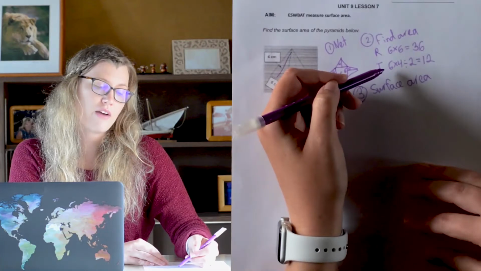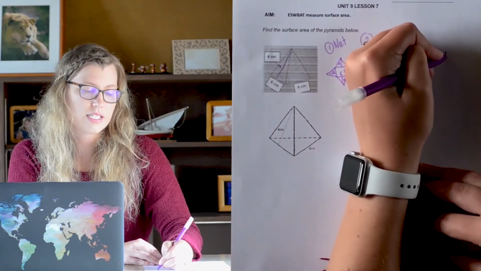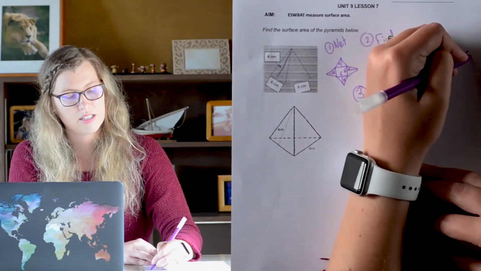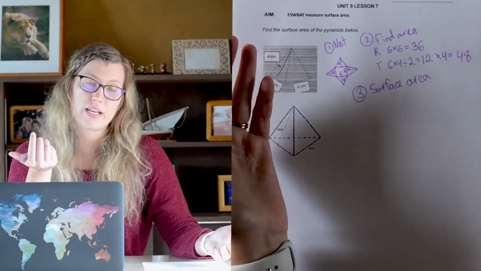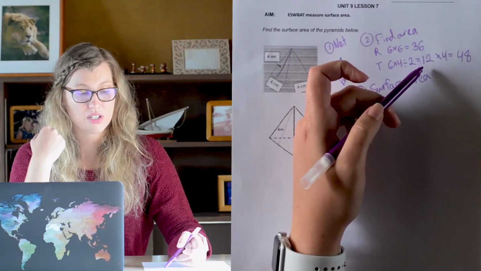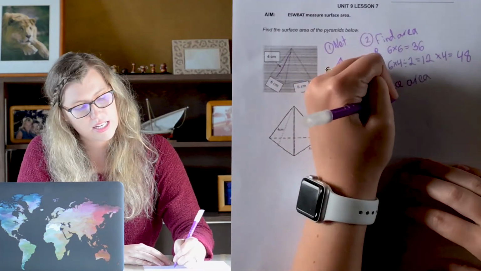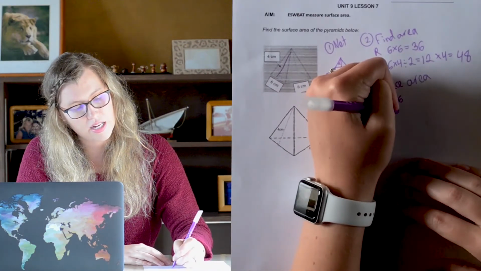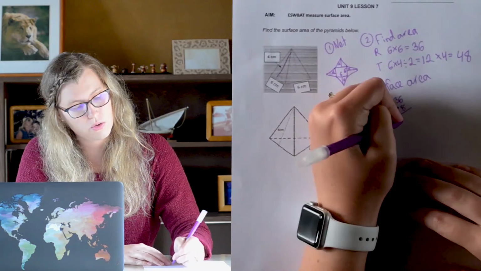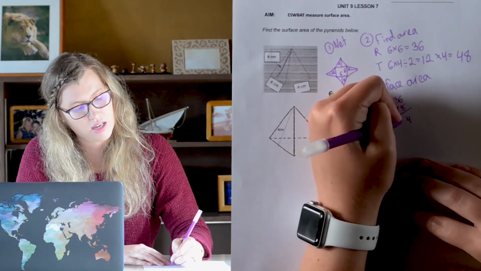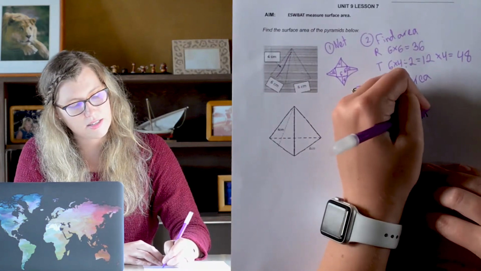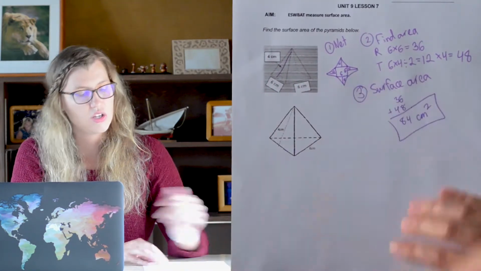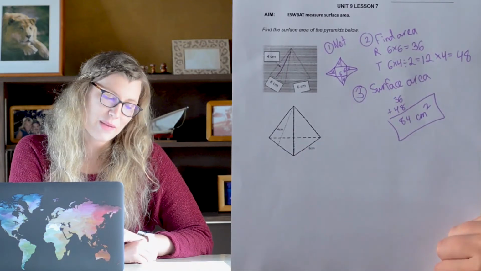So remember, I do have 4 triangles, so what I can just do is times it by 4 to get 48. So all 4 triangles add up to an area of 48. Now all I have to do is add these two, 36 plus 48, to get a total of 84. And I have my units, centimeters squared. So my 3 steps are still the same.